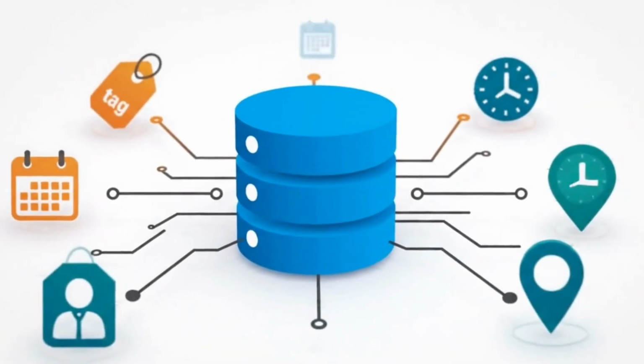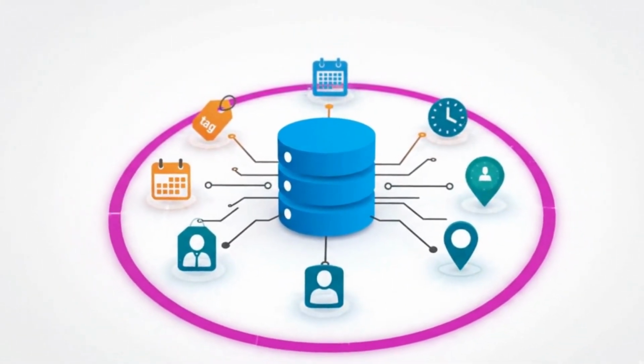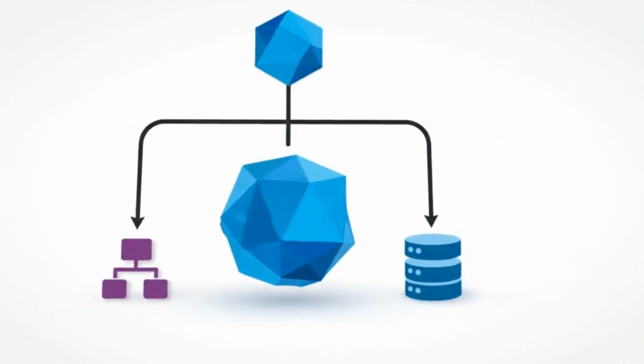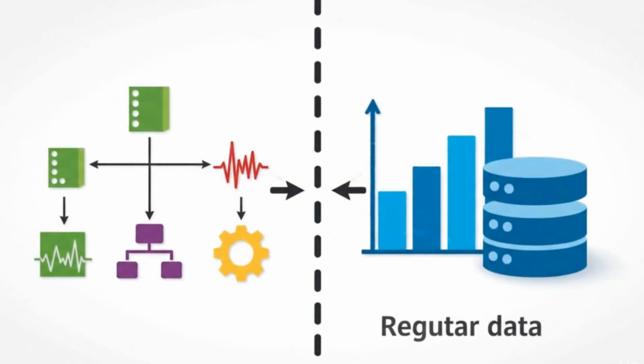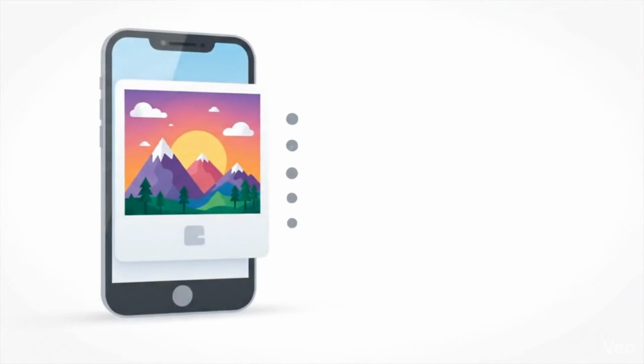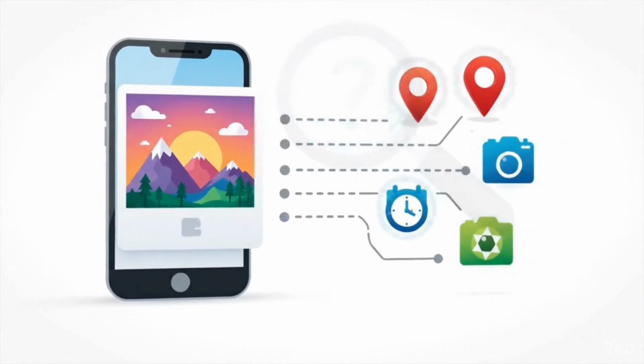Today, we're unpacking one of the most underrated concepts in the world of data, metadata. You've probably heard the word thrown around, but what does it actually mean? What are its different types? And how is it different from regular data? By the end of this video, you'll have a rock-solid understanding of metadata. And honestly, you might never look at your phone photos the same way again.